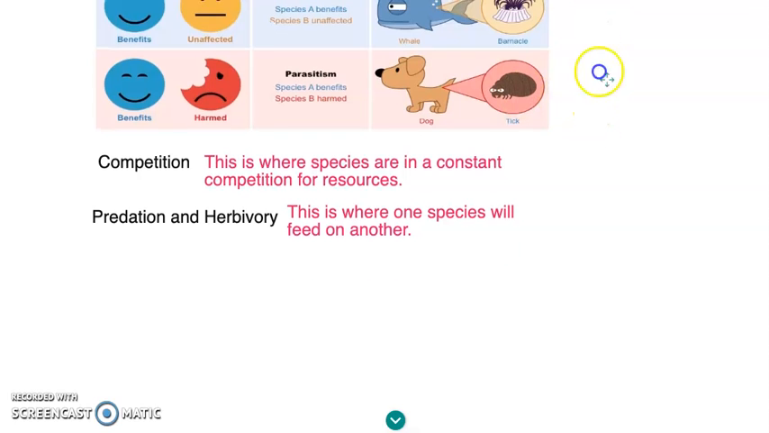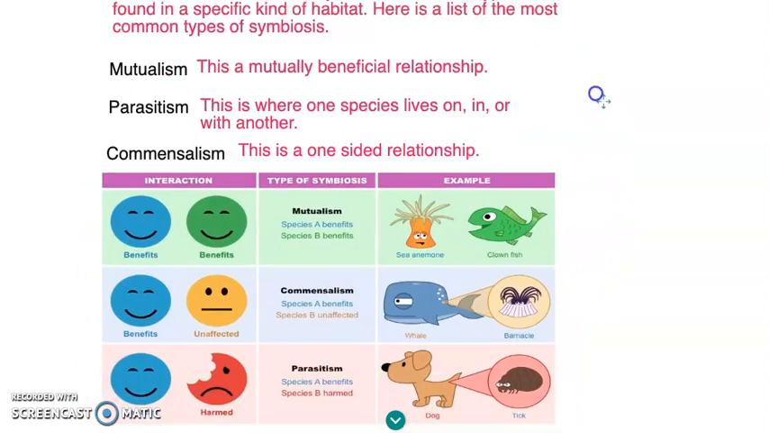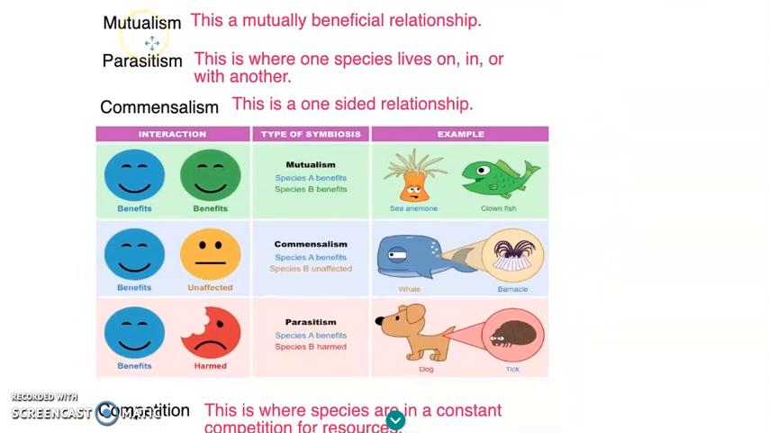So let's just have one quick look at those again. So we have mutualism, where it's a mutually beneficial relationship to everyone involved. Parasitism, where only one out of the 2 will benefit, so the species will live on, in, or with another. Commensalism is a one-sided relationship where one finds it beneficial and the other one is generally unaffected.